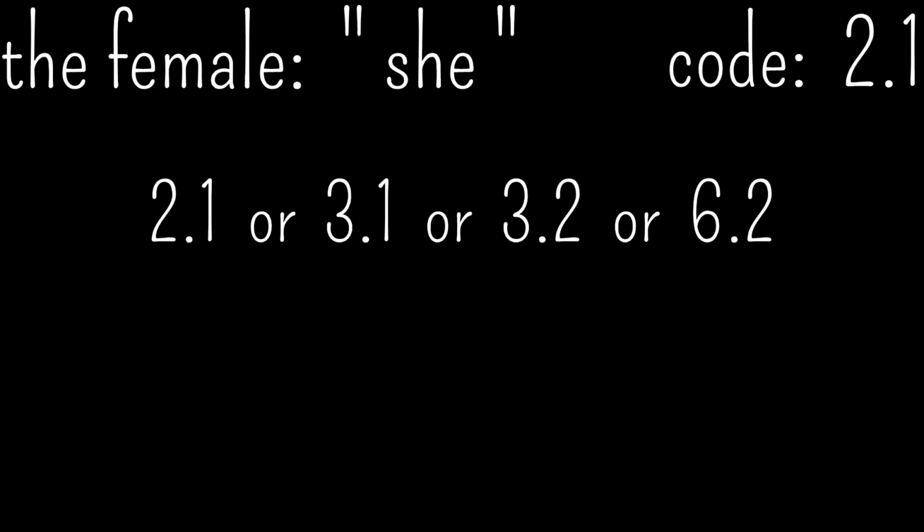For example, with the code 2, 1, 2 is greater than 1. The first number is greater than the second one. In another pair of numbers like 3, 1, the first number 3 is greater than the second number 1. Or in the next pair, 3, 2, the number 3 is greater than the number 2. Or the last one that we have, 6, 2, the first number 6 is greater than the second number. That means that every time we have a series or a pair of numbers, the first number on the left must be greater than the second number on the right.